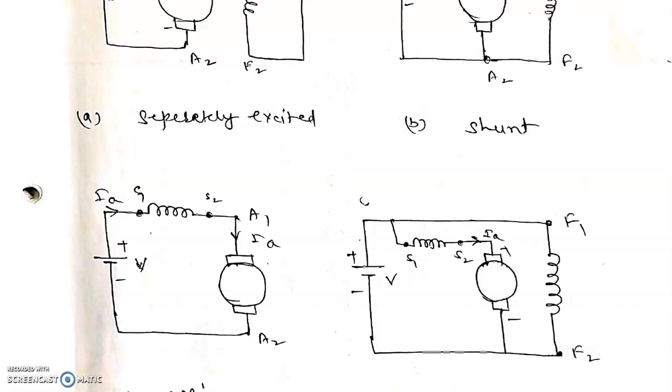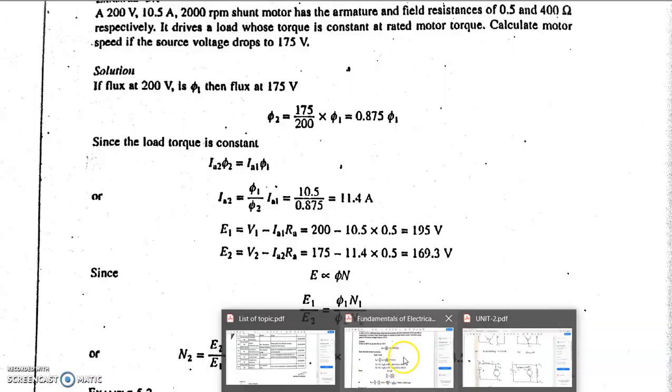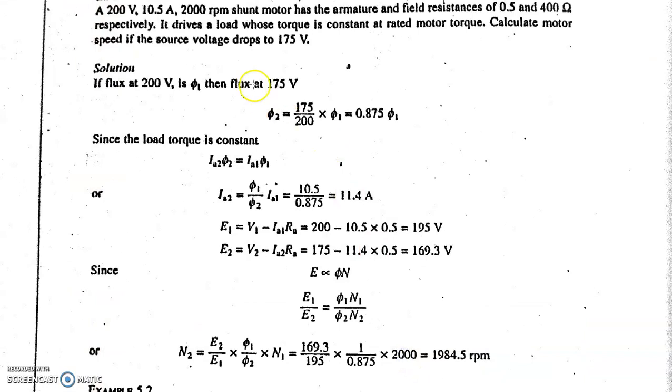So we return to our question. The motor chosen is the shunt motor. It means the field winding is connected parallel to the armature winding, and the armature winding resistance is 0.5 ohm, the field winding resistance is 400 ohm. The armature voltage is 200 volt, armature current is 10.5 ampere, and the speed is 2000 rpm.